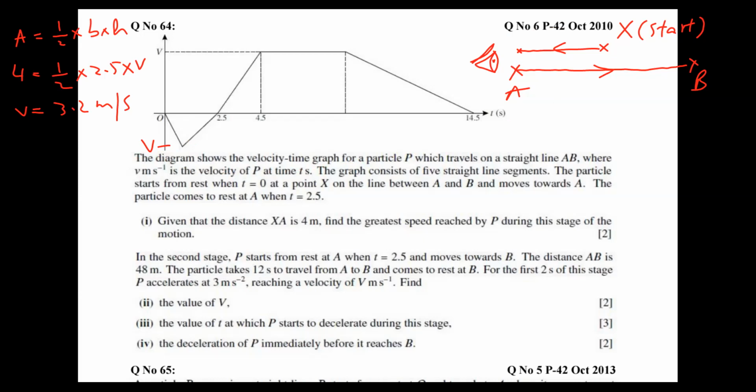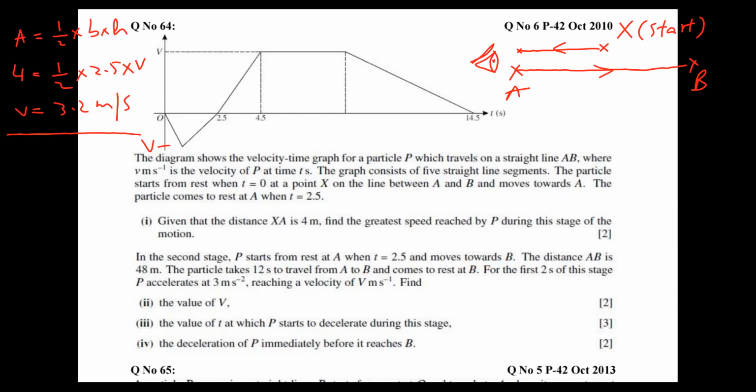Now I'm going for part number 2. In part number 2, there is an important thing we have to study carefully. Stage number 1 is over. In stage number 2, we start from rest at A. It means this is point A. Starting from rest means velocity is 0 at this moment, and it moves towards B. This movement is very clear.